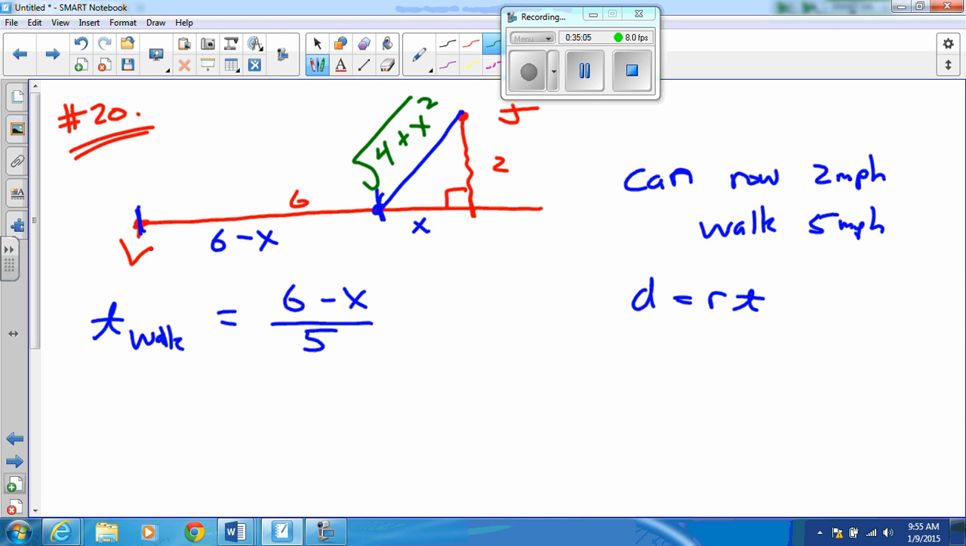So her time for rowing is going to be her distance divided by her rate. And here it is. What she would like to do is to minimize her total time. So her total time is going to be what?